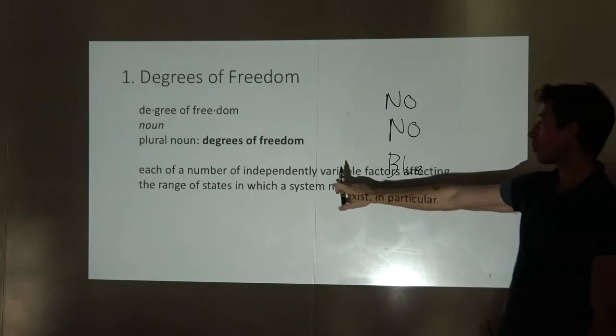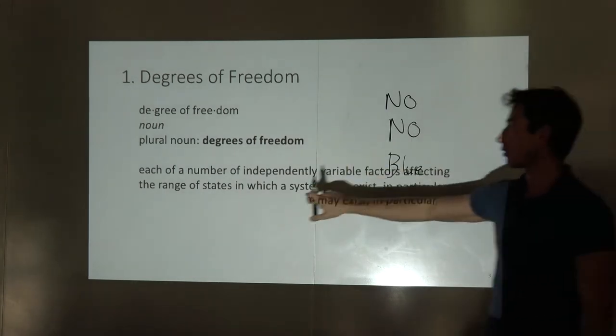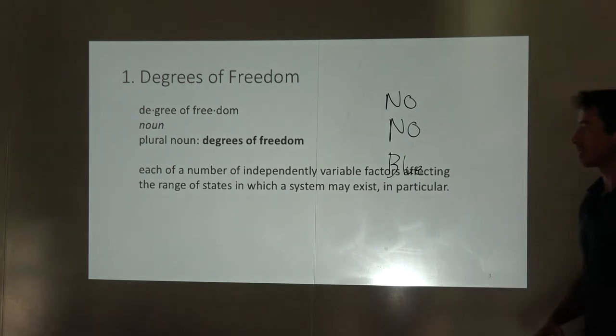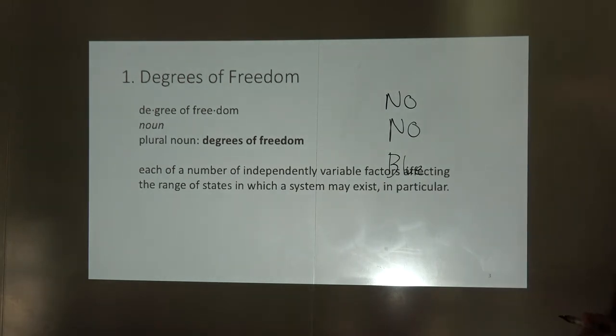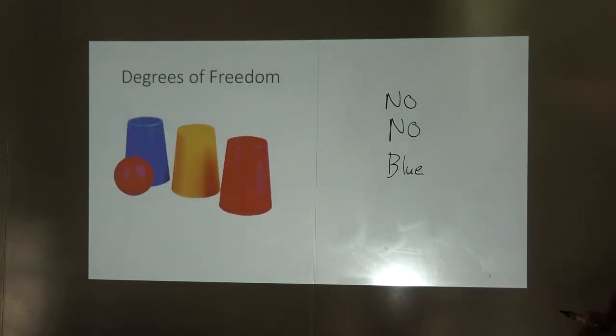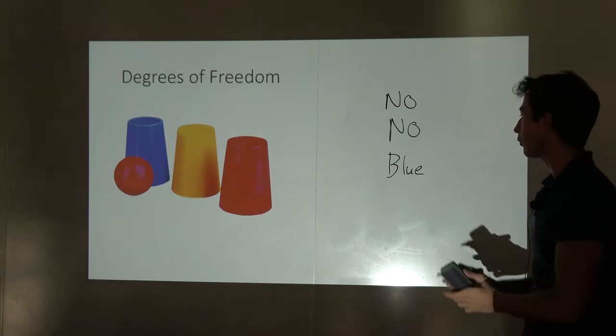What are the number of independently variable factors affecting the range of states in which this can exist? I can get the answer with only 2 variables here.